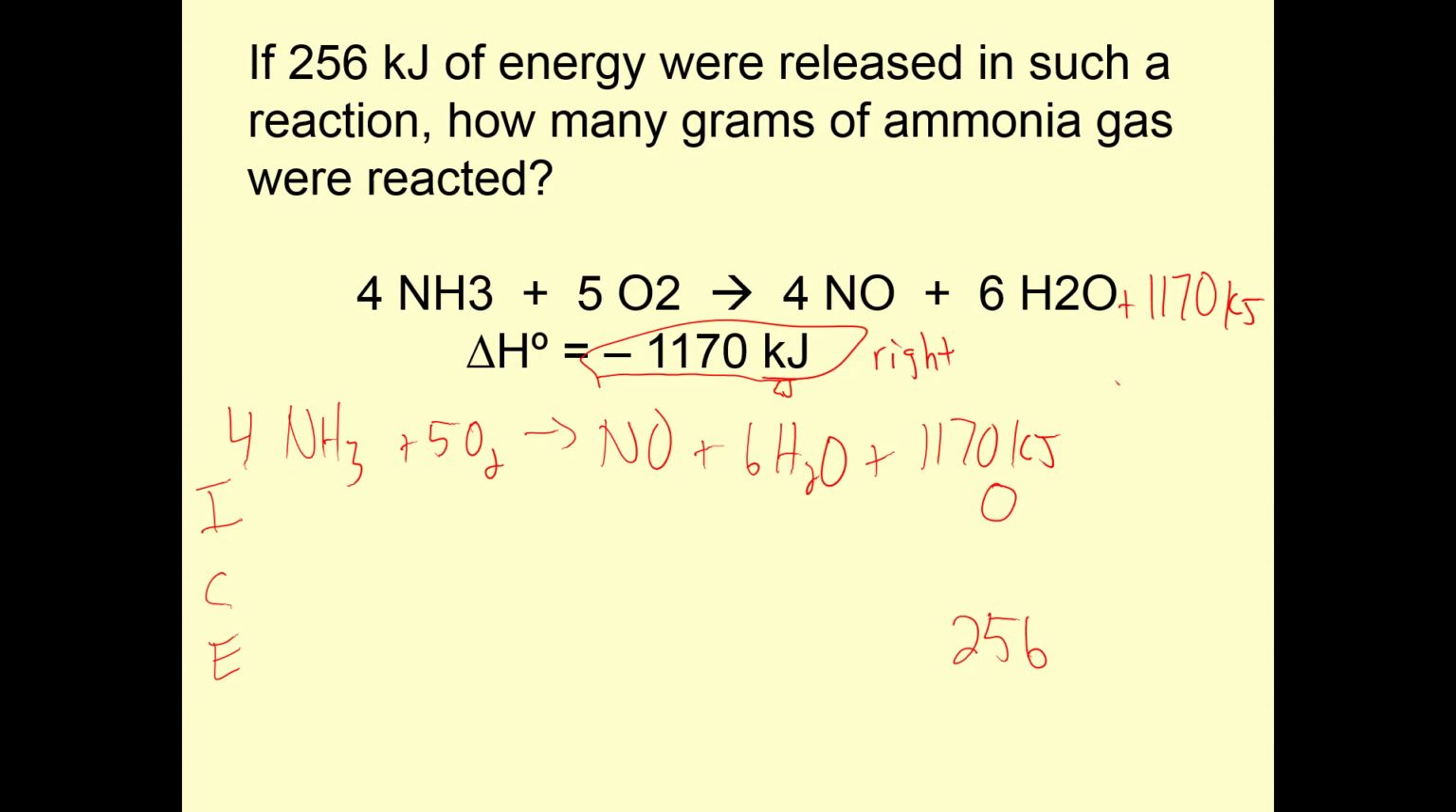How many grams of ammonia? Okay, this is ammonia over here. What I notice here is this is going to have to be plus 256. Now here, this is going to start with a certain number. My change number is going to be a ratio of my coefficients: 4 over 1170 times 256.